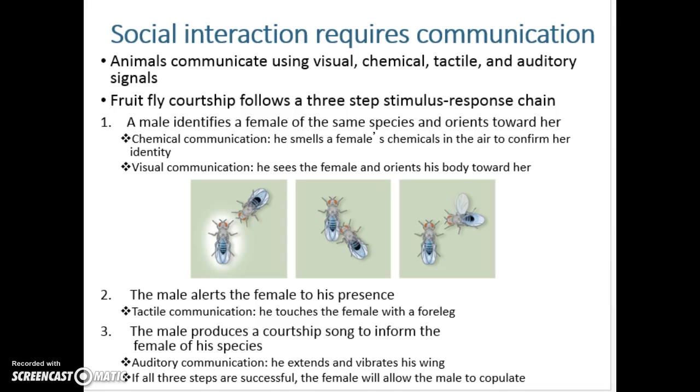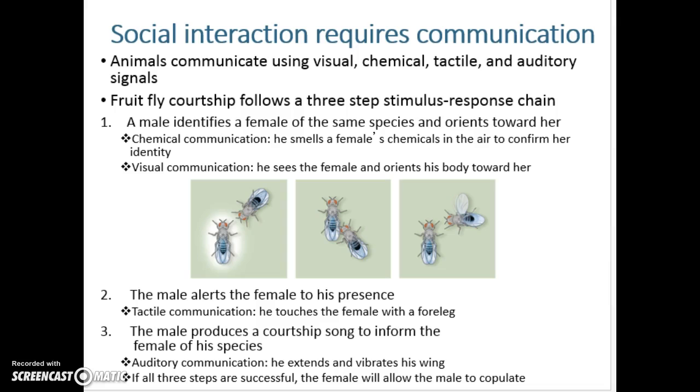The next step is a chemical communication. There's a transmission and reception of signals in specific chemicals released by the female and detected by the male's olfactory, or what you smell with, system. So now we've got visual, chemical. The next stage is going to actually have tactile communication.